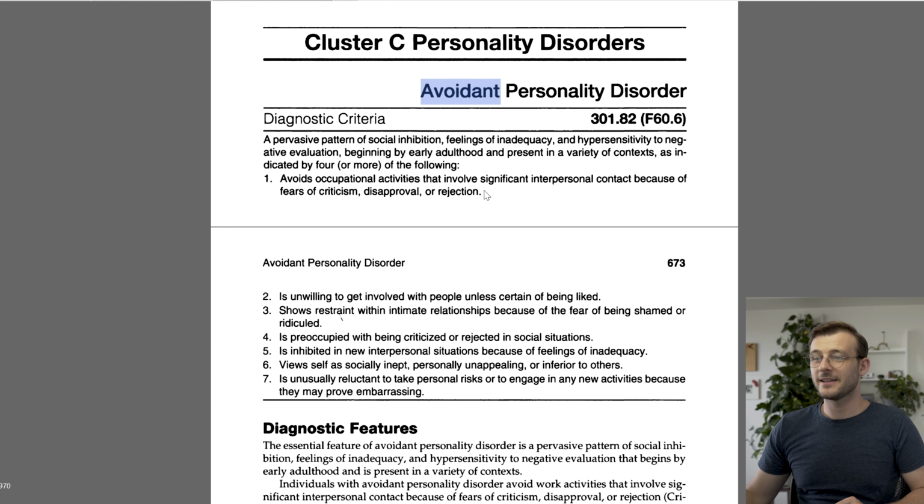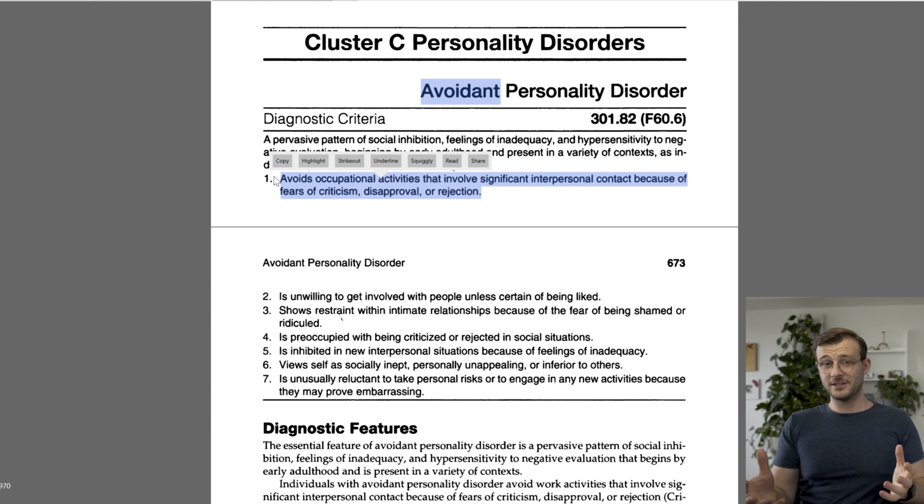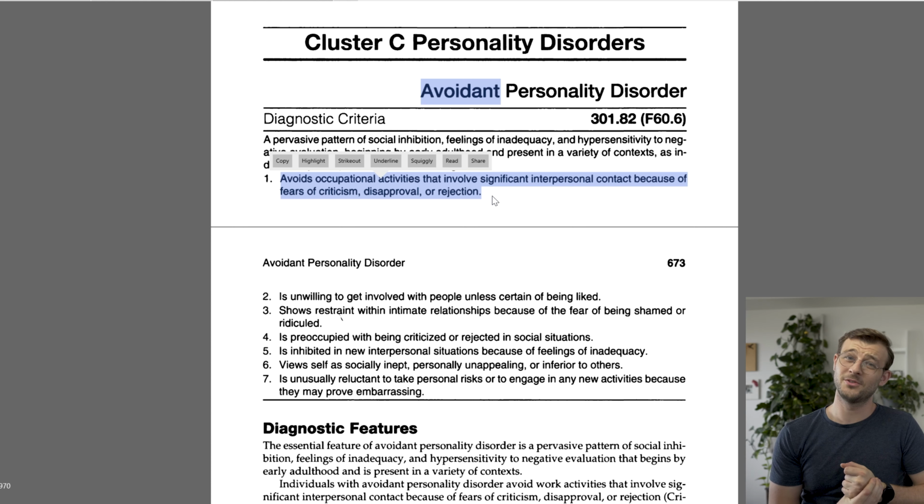So the first is that one might avoid occupational activities that involve a lot of interpersonal contact, which if you think about it is very difficult. A lot of jobs require interpersonal contact. And this might present itself as someone who has stayed in an entry-level role for a long time, doesn't want to be promoted because of the increased interpersonal requirements in their field or whatever.